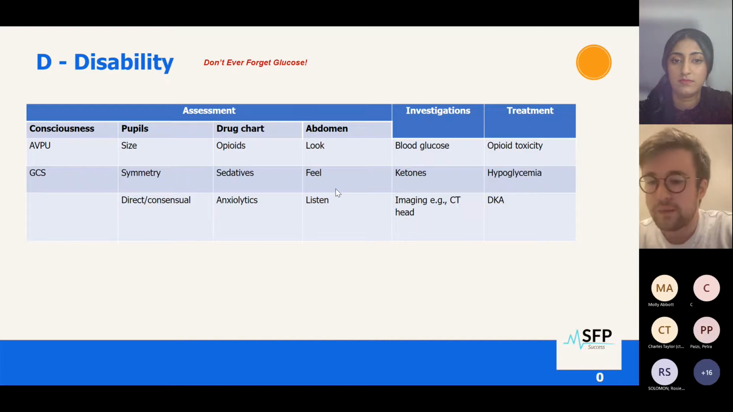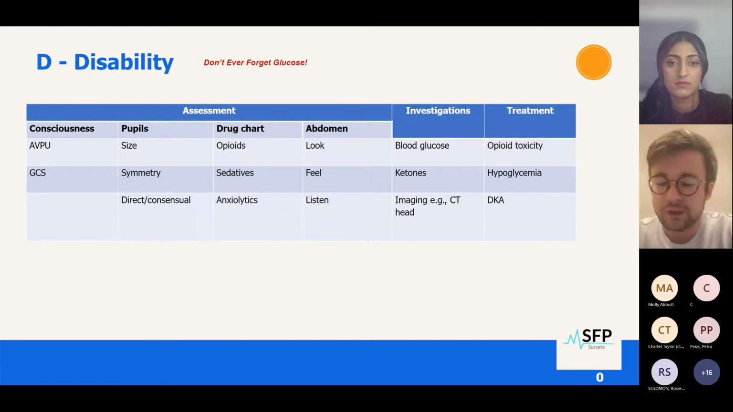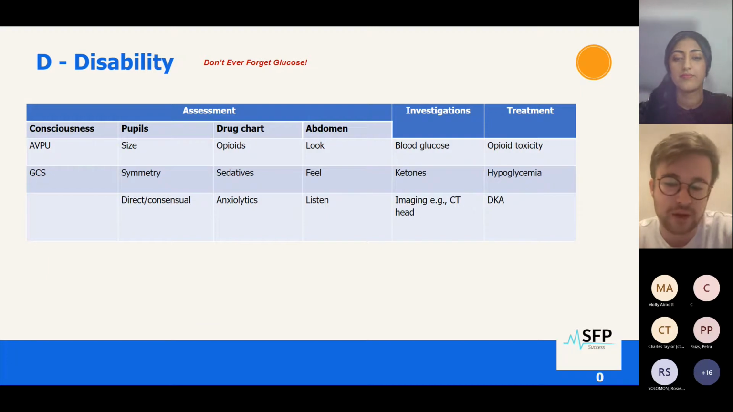Opioid toxicity can be treated directly as well with opioid antagonists such as naloxone. And if you're suspecting DKA, it's about managing that, so things like a sliding scale, giving fluids alongside that. So those are the things you'd consider at the disability stage. But one of the most important things is doing the blood glucose, and that's something which I think can quite commonly be missed, and it's very easy to fix.